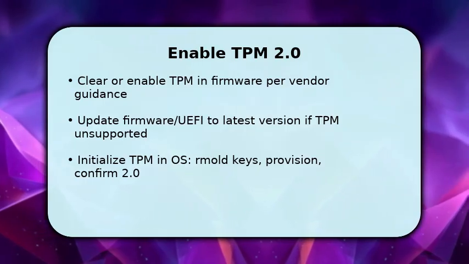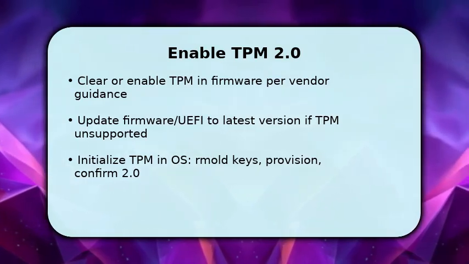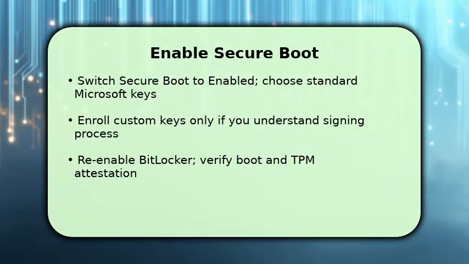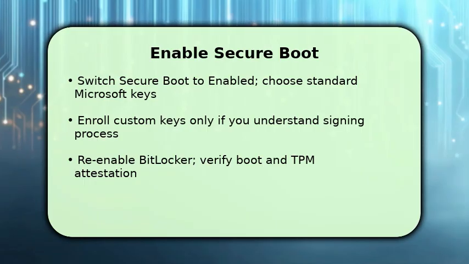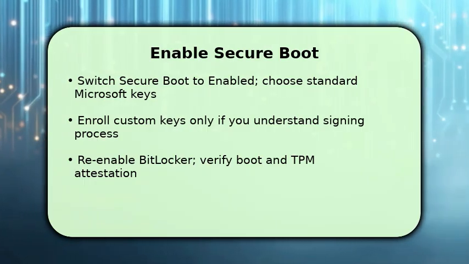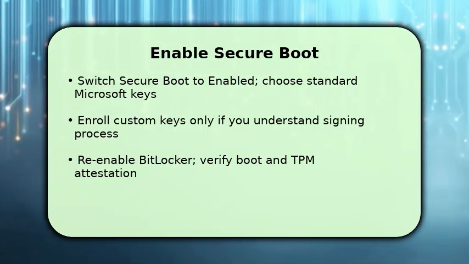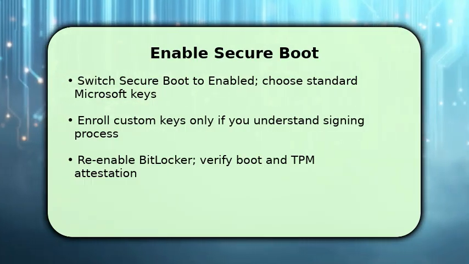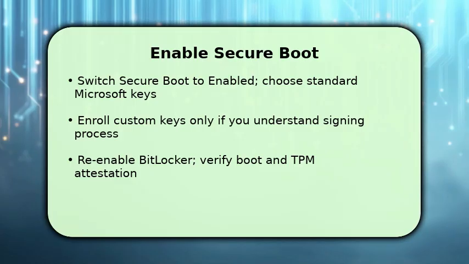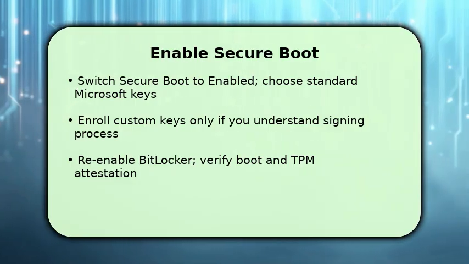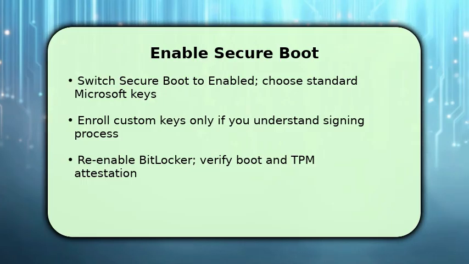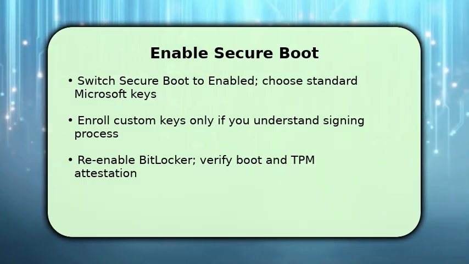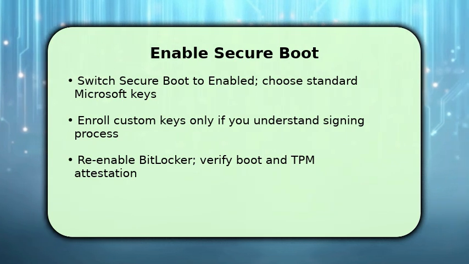You finish by turning on Secure Boot and validating the chain of trust. In UEFI, switch Secure Boot to enabled and select the standard Microsoft platform key unless you need custom signing for specific OSes. Enroll custom keys only with a clear signing process. Once enabled, reboot and let the OS re-establish measured boot, then re-enable BitLocker or other disk encryption so it binds to TPM 2.0. If Windows complains, suspend and resume BitLocker to refresh keys and ensure successful attestation.